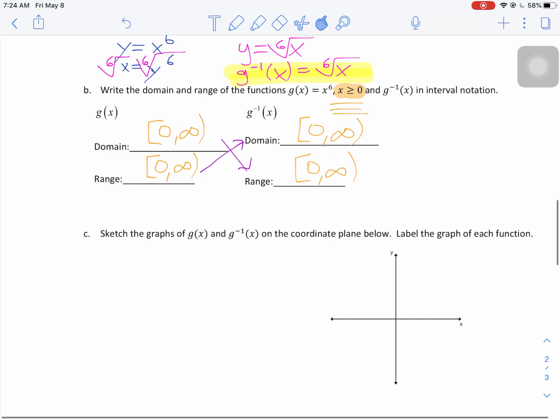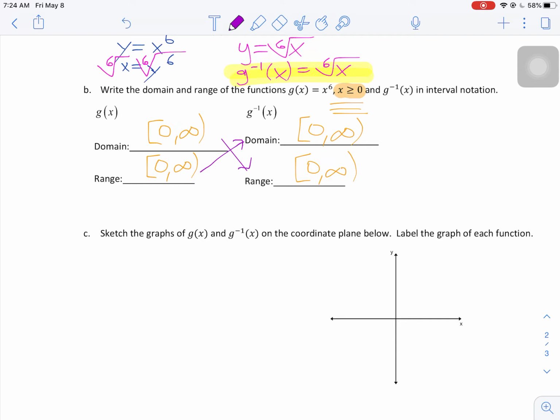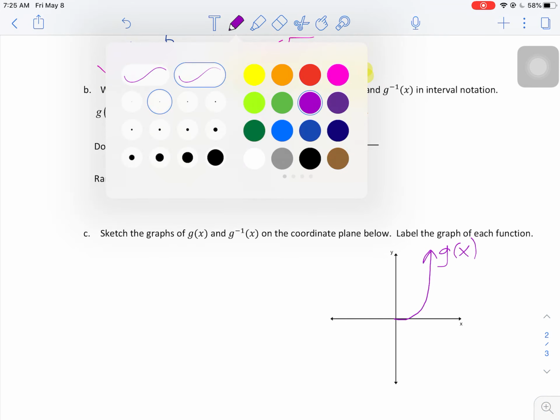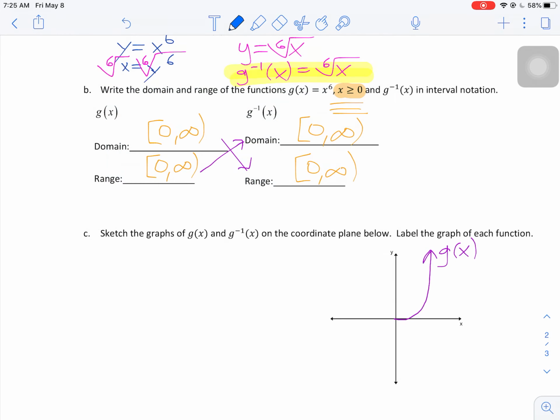Sketch the graphs of each one. So we already know the first one looks like what I had sketched up above, but it's only when x is greater than or equal to 0. And then the inverse is supposed to be what I get when I flip the graph over the line y equals x. So it should look something like this.